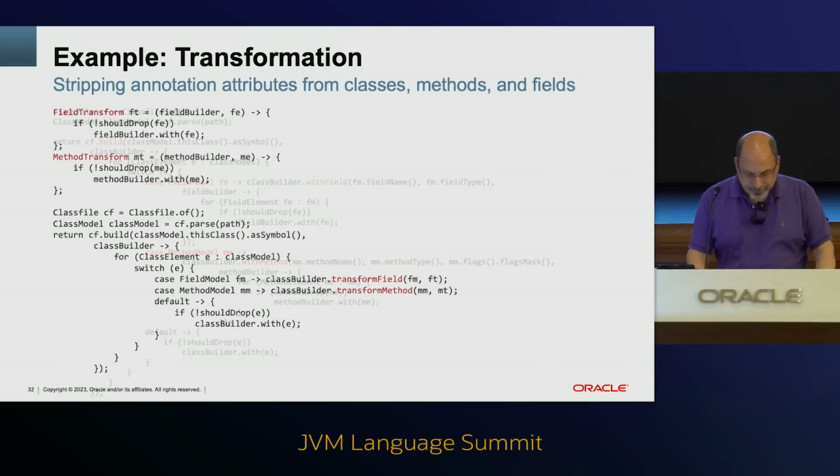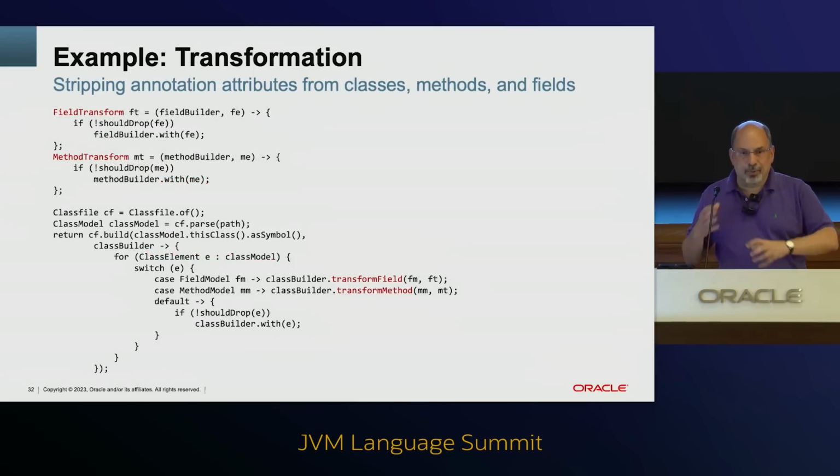So let's do better. I can play the same trick. I can pull the field transform and the method transform into transform objects, which again are stateless constants that can be reused. And then the transform code looks a little bit cleaner because I can use the transform API for fields and methods. And so you look at what I am doing with the class elements. Well, if it's a field, I transform it according to the field transform. If it's a method, I transform it according to the method transform. If it's anything else, I look at it and say, are you one of the bad attributes? And if so, I drop it. Otherwise, I give it to the builder.